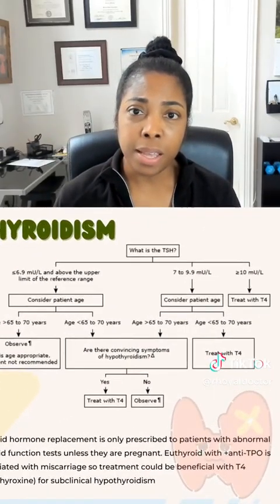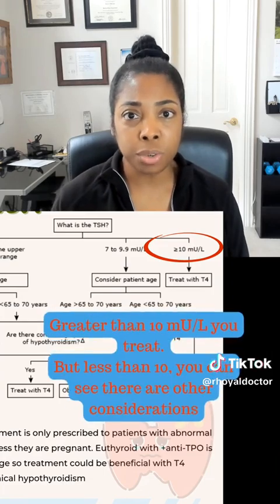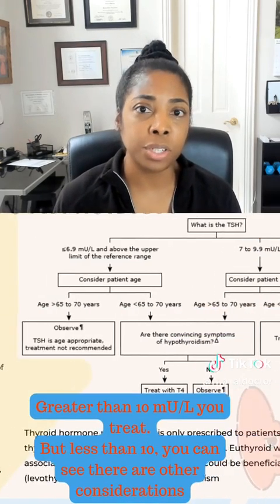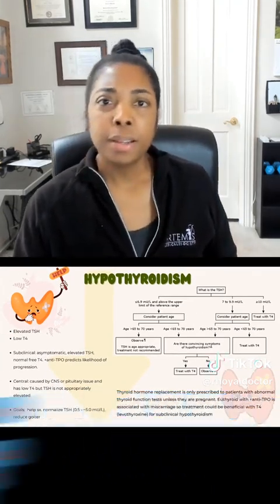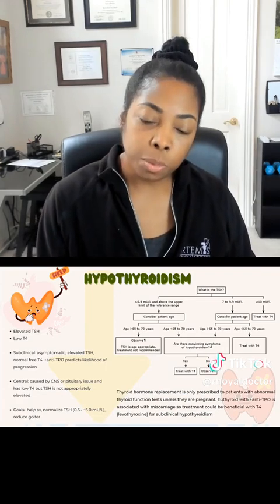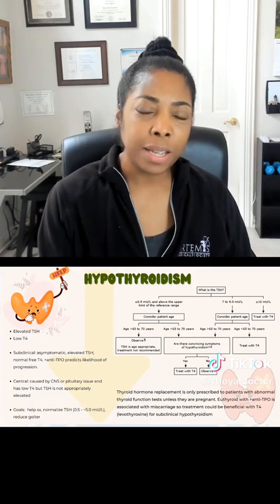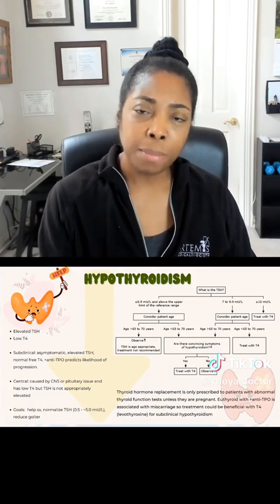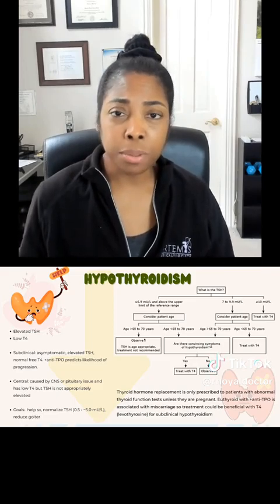And you can see here that if the TSH is less than 10 mU per L, the decision to treat is a bit nuanced and based on other factors such as age and symptomatology. But to answer her question about whether or not we treat these patients that have a normal TSH, normal T3, normal T4, but they have positive anti-TPO or positive anti-thyroglobulin, what do we do with this subclinical hypothyroidism?